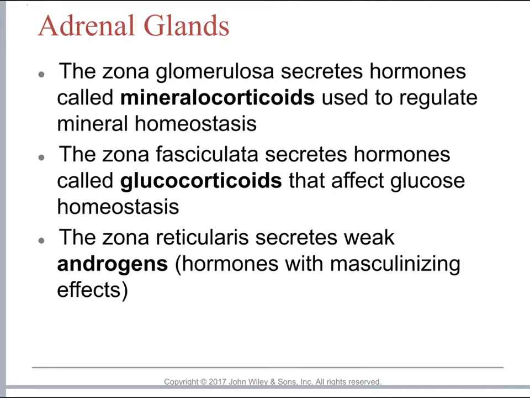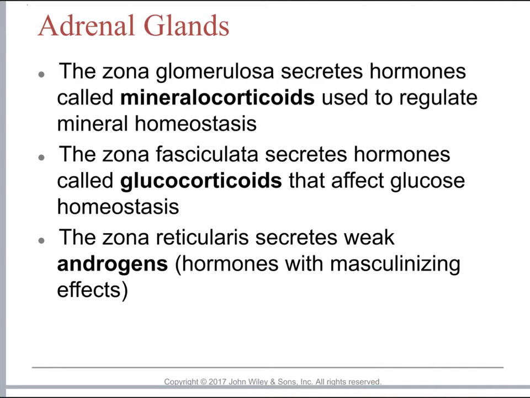So we can elaborate on each of the zones. We start with the zona glomerulosa. Remember, it secretes a class of hormones called mineralocorticoids. That main hormone is going to be aldosterone, which is used to regulate mineral homeostasis. So what minerals are we talking about? We're talking about the amount of sodium that is being pushed back into the body or the bloodstream.